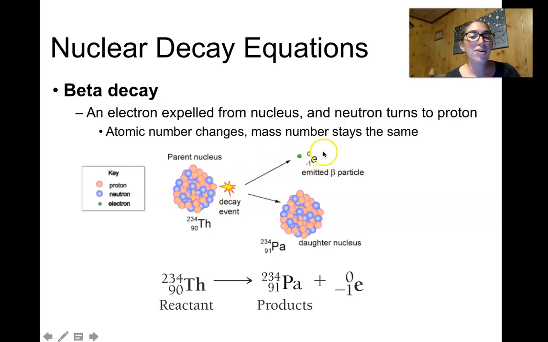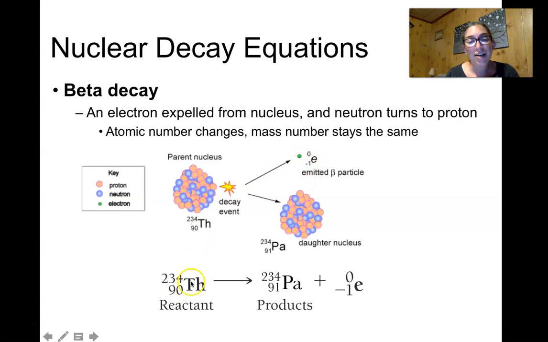And so the beta particle is represented like this. The e is for electron. Remember, electrons don't have any mass, so the mass number associated with this particle is 0. And we are losing a neutron and gaining a proton. So it's a little bit weird because it's saying we're losing -1 protons. In other words, it's like a double negative. That's how we indicate that we actually gained a proton.